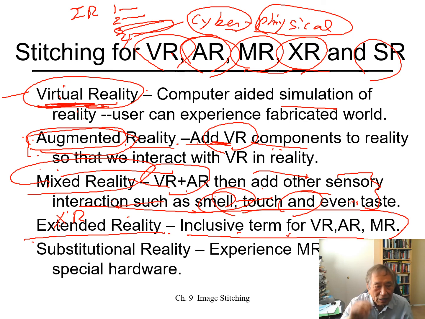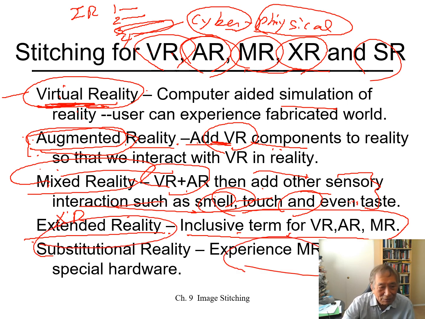But mixed and augmented, the difference is that mixed reality has all the other sensors. The augmented is mostly just visual, the display, but you cannot touch, you don't feel anything. But in mixed reality, all the sensory perception will be given, and that is what extended reality means. Substitutional reality is the experience of MR, the mixed reality, without the special hardware.